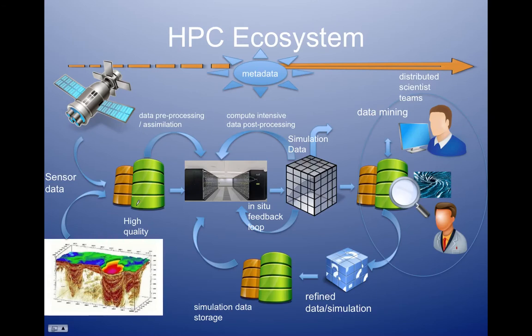A typical HPC ecosystem looks like that. You have some sensor data that are provided by some device. For instance, if you look at seismic, you have some people that go on the ground and collect data with some kind of ecography. And these data are used to build some models that we'll use to do the simulation, and that will be analyzed by scientists and so refined according to their discovery.